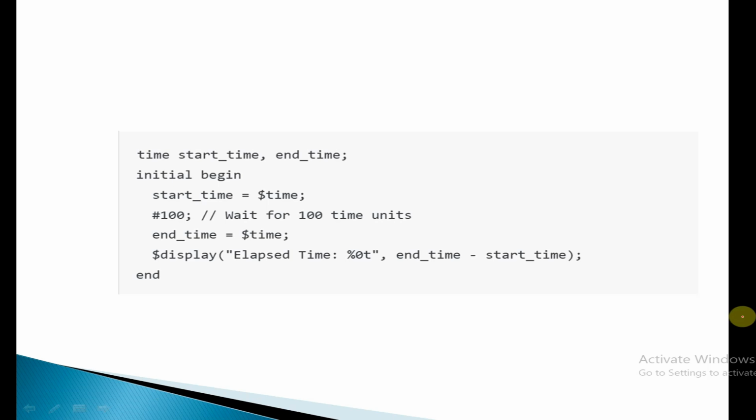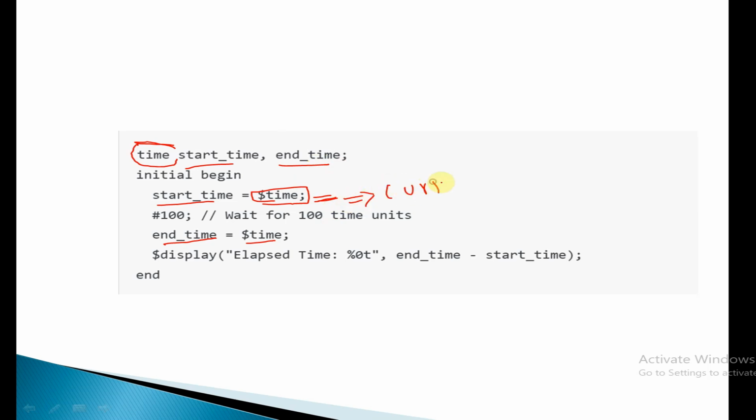Here we are declaring two variables of the time data type, using the keyword time. Then start_time is equal to $time, and we wait for 100 time units, and then assign end_time is equal to $time. Basically, if we use this system task $time, it will return the current time.